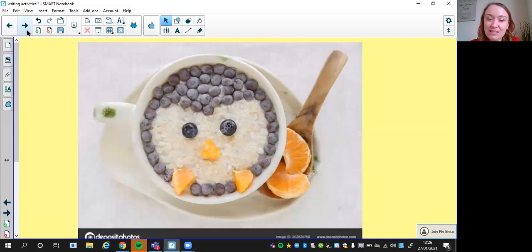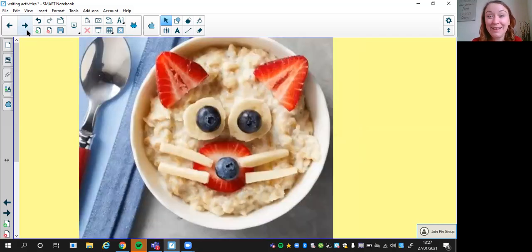What can you see on this? What have they used? What animal have they made? I wonder who's going to have a go at making something like that. Oh, look at that! What fruits can you see in this one? Do you like the idea of this flavour? It looks like it'll be really sweet, doesn't it? You could maybe finish this flavour off with a big swirl of jam. What do you think?